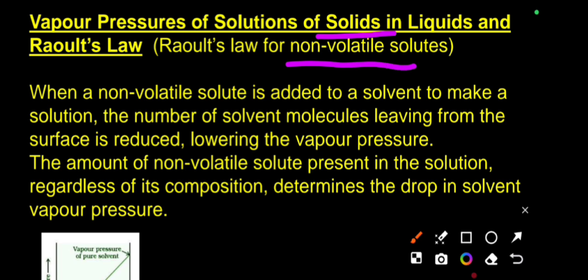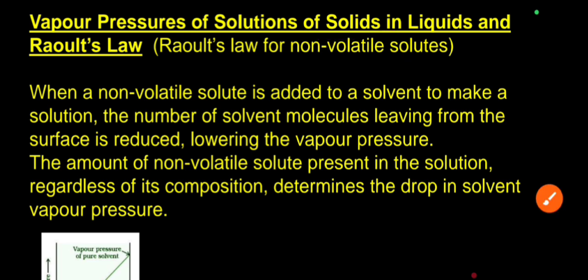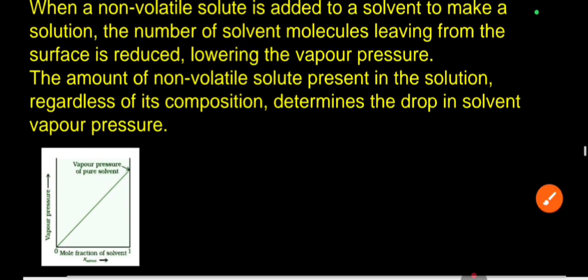We all know very well solids do not exert any vapor pressure. That's why they behave as non-volatile. So we can easily learn what is the meaning of non-volatile: which does not exert any vapor pressure, whereas volatile can exert pressure. So we are using solids here, which means it acts as a non-volatile solute. So you can see the derivation.